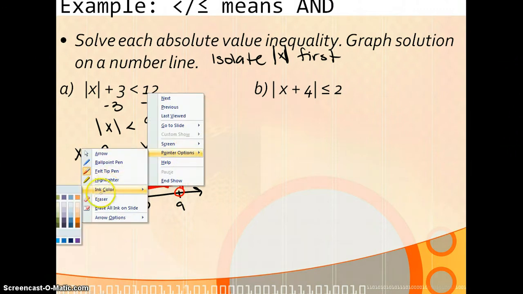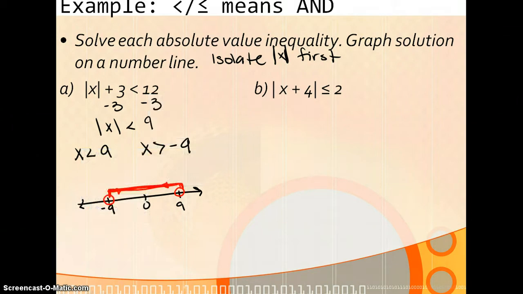Now for the second one, B is the absolute value of x plus 4 is less than or equal to 2. This one is pre-isolated, so the x plus 4 is inside of the absolute value. So there's nothing we need to do except separate into those two equations that you do when solving absolute value. So x plus 4 is less than or equal to 2, and x plus 4 is greater than or equal to negative 2.